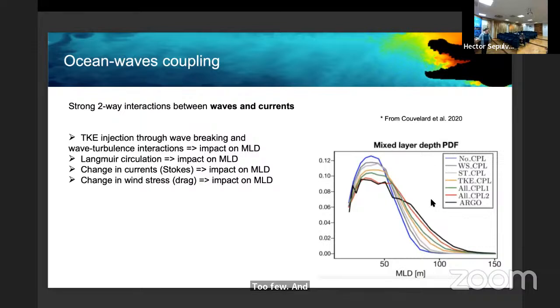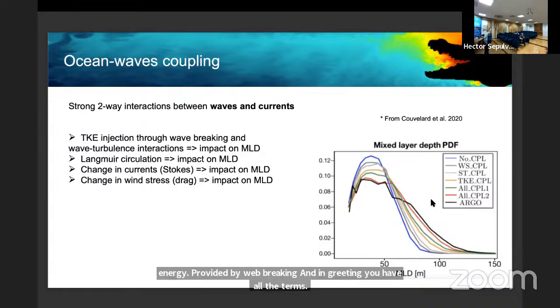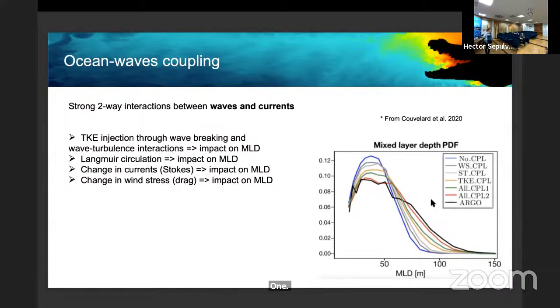And when you start accounting for waves, you can see that all of the terms have an impact. In gray, you have the impact of the change in the wind stress due to waves. In light gray, you have the impact of the Stokes drift. In yellow, you have the impact of the change in kinetic energy provided by wave breaking. And in green, you have all the terms accounting for one Langmuir parametrization, and in red another Langmuir parametrization. So you can see that we have all these different things, and it's quite important, you can imagine.